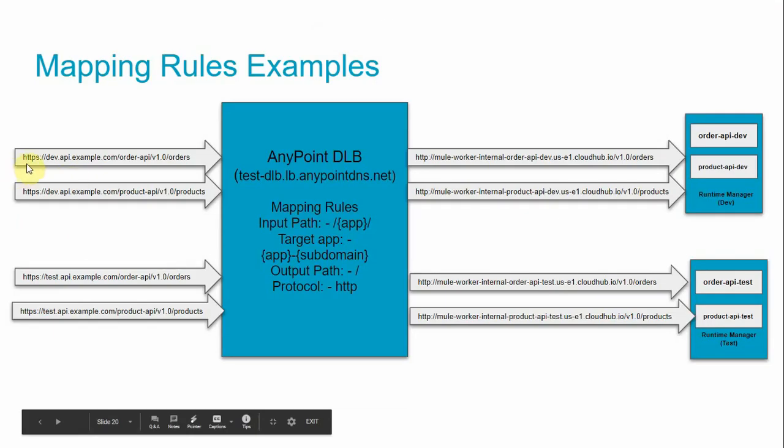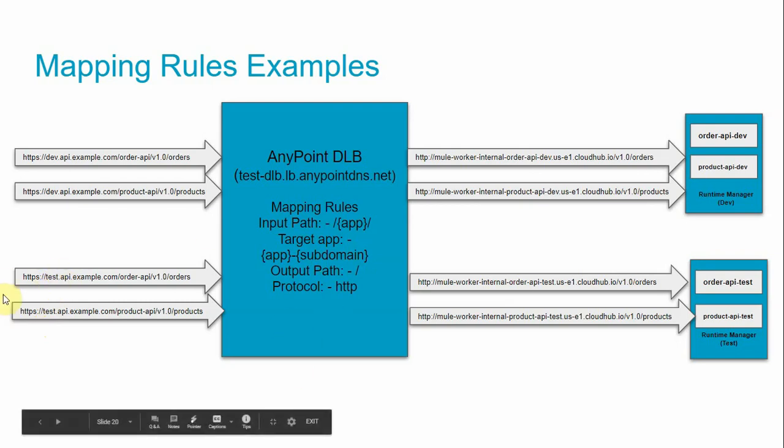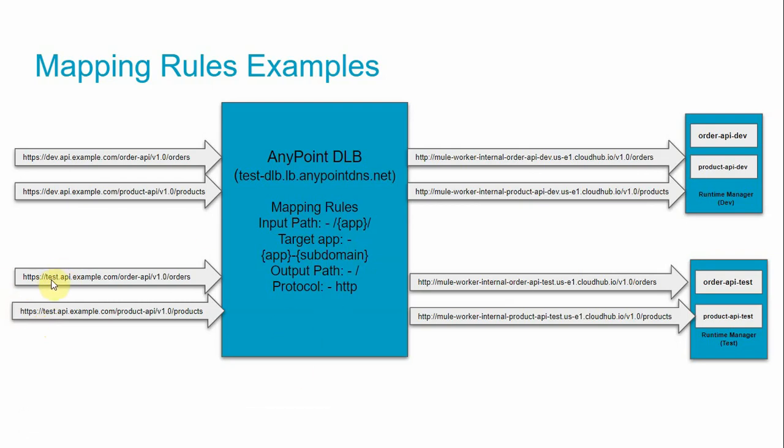So what happened? I got the request, and I've set up a mapping rule. The input path remains the same. Target app, this time, is {app}-{subdomain}. Subdomain is a reserved keyword, and it will pick that test. That is the subdomain in the URL, right? So the first thing in the URL, that is the subdomain.